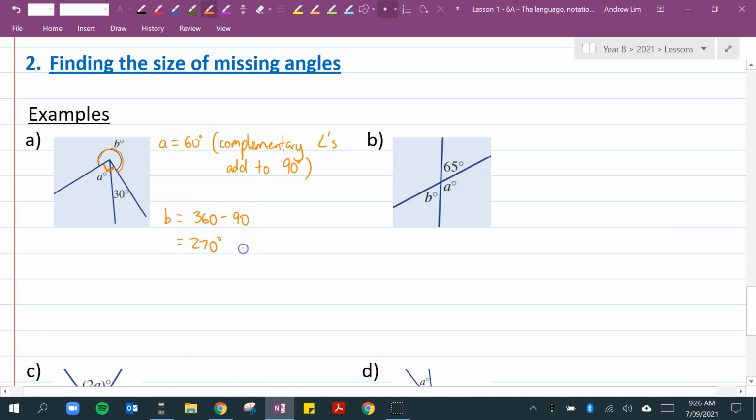The reason being, angles at a point add to 360 degrees.